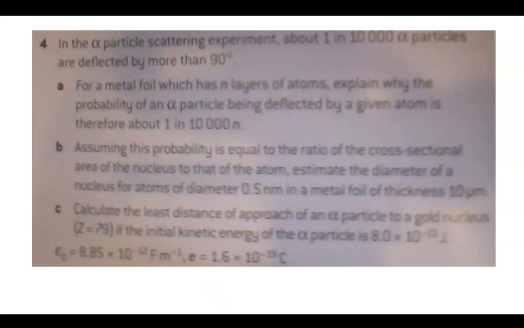In a particle scattering experiment, about 1 in 10,000 alpha particles are deflected by more than 90 degrees. For a metal foil, which has n layers of atoms, explain why the probability of an alpha particle being deflected by a given atom is therefore about 1 in 10,000 n. Alright, so let's make sure we understand what's going on.